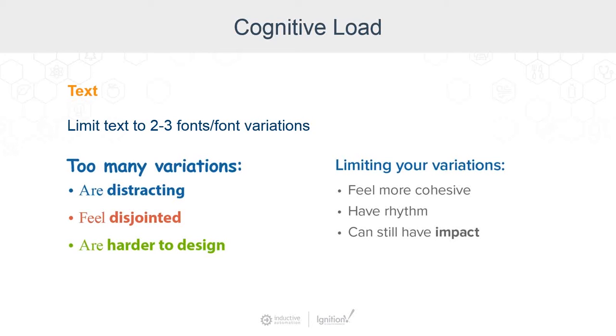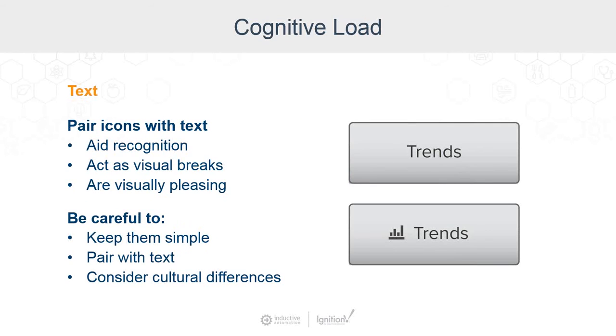When you have too many variations, things just feel distracting, they're disjointed, and they're just harder to design for. When you limit your variations, you have an interface that feels more cohesive, there's more rhythm, and you can still have impact. You can also consider pairing your icons with your text, and that will help with recognition. They act as a visual break, and they're just kind of cool to look at.